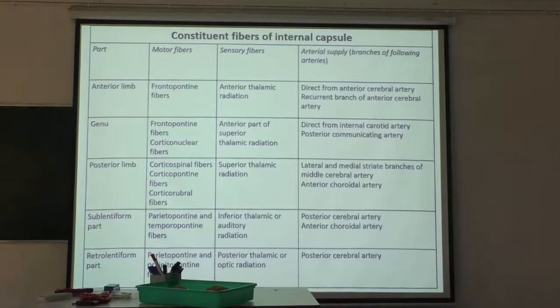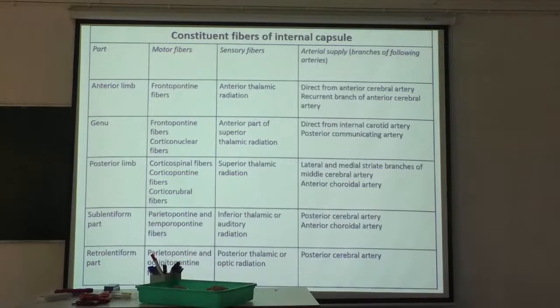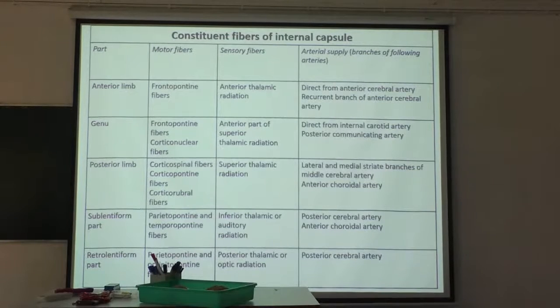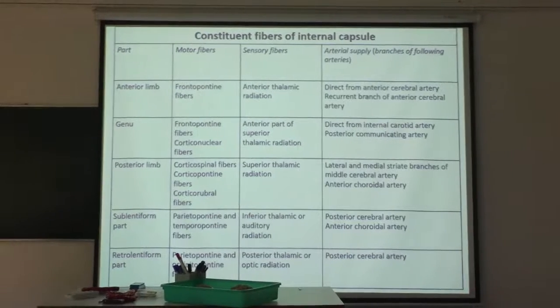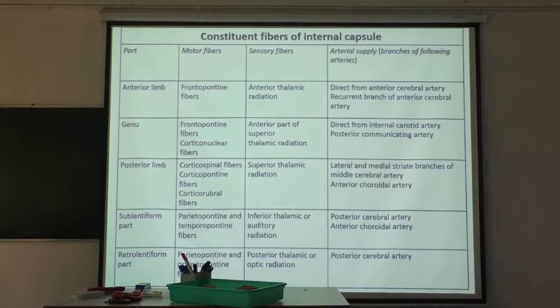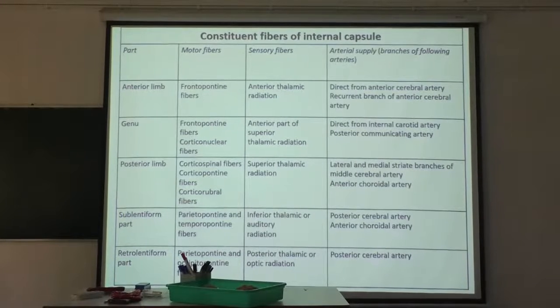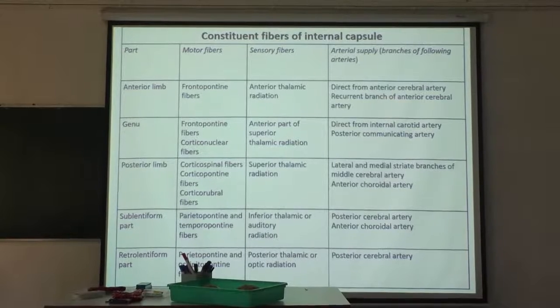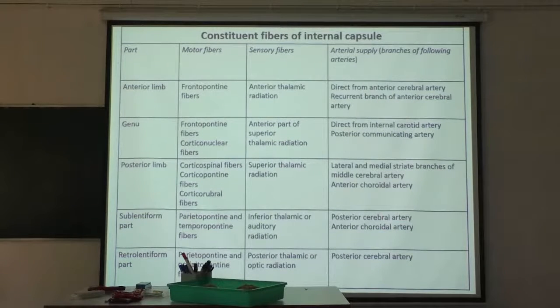See here, this chart is very important. This chart you have to know. Constituent fibers of the internal capsule, different parts: which motor fibers are present and which sensory fibers are present in each part. This comes in your theory paper. And the arterial supply you have to know for the clinical aspects.